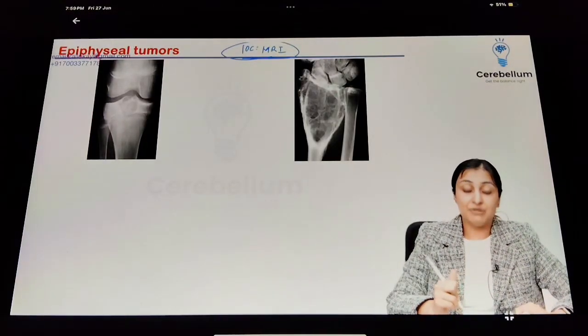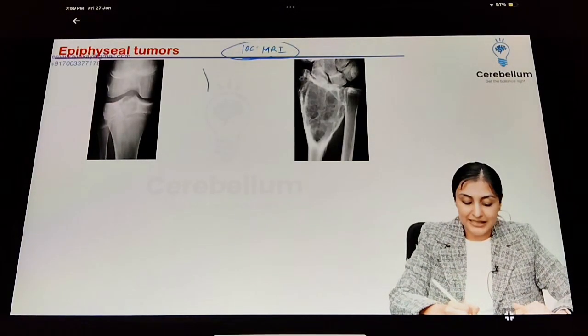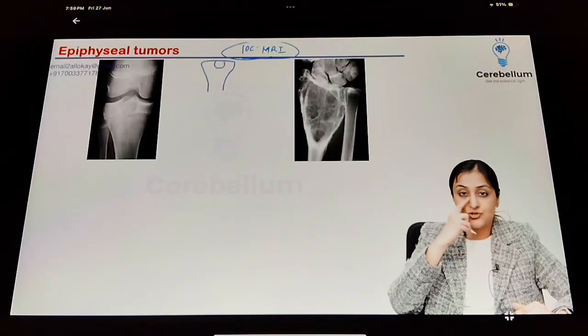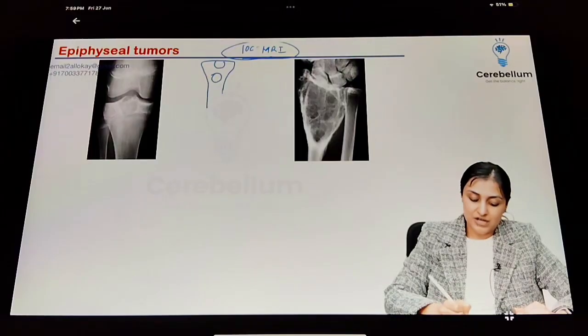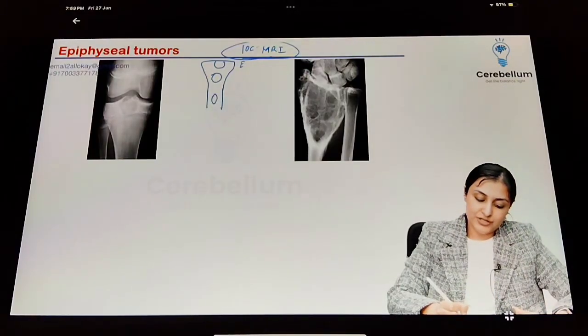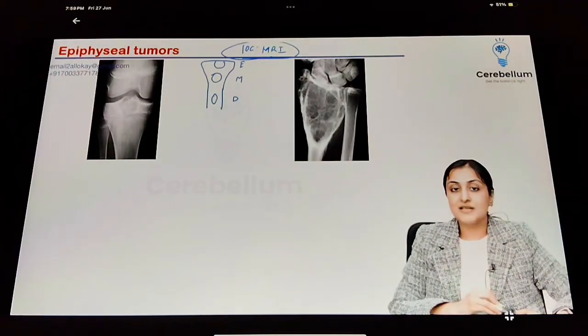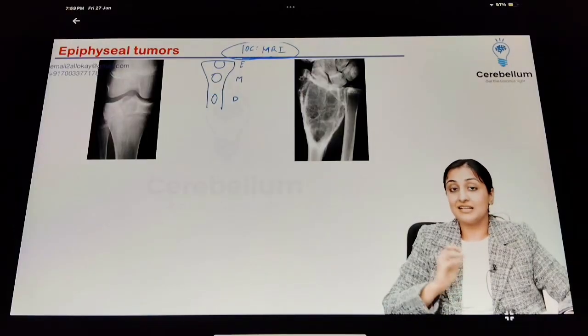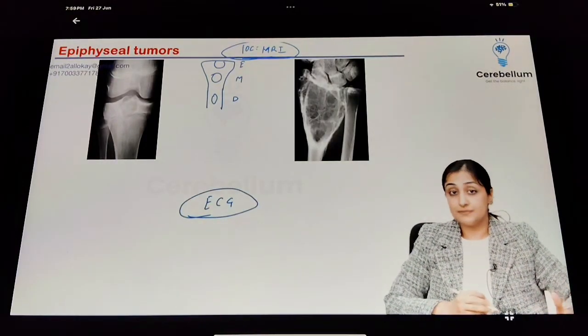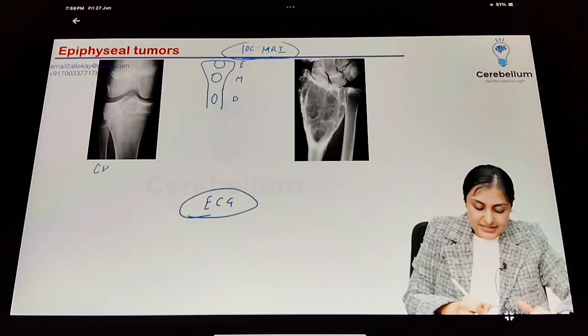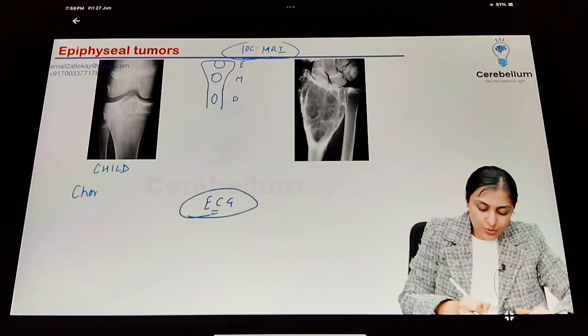You will see whether it is epiphyseal, metaphyseal, diaphyseal. What does that mean? If this is the bone, if it is attached to the joint surface, it is epiphyseal. In between is metaphysis, shaft of the bone is diaphysis. So the first step is to see this. If it is epiphysis reaching the joint, that is epiphyseal tumor. You have to consider 2 DDs. Remember ECG. So if it is a child, C for child, C for chondroblastoma.